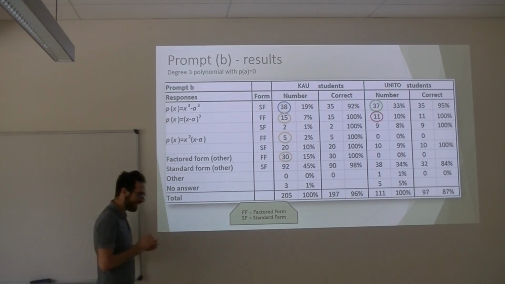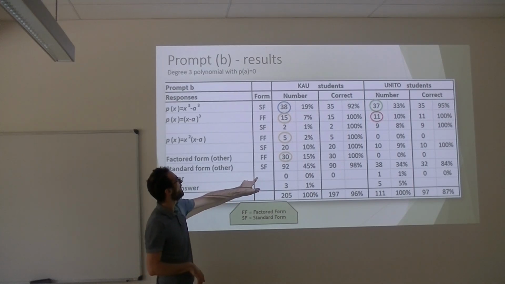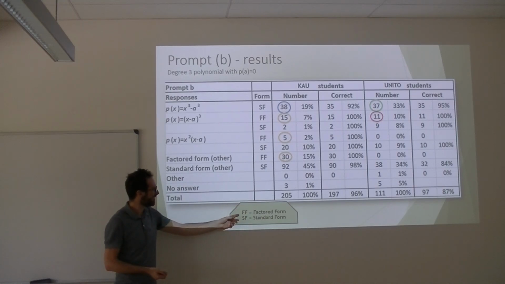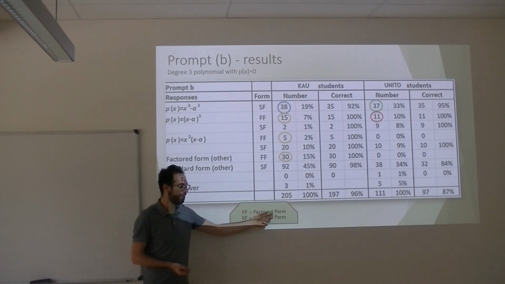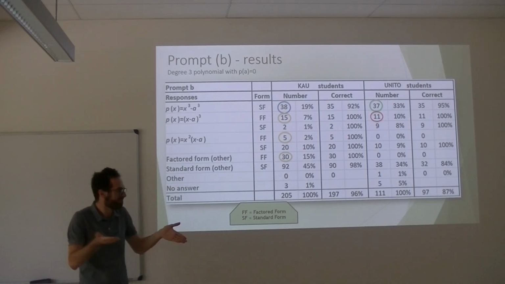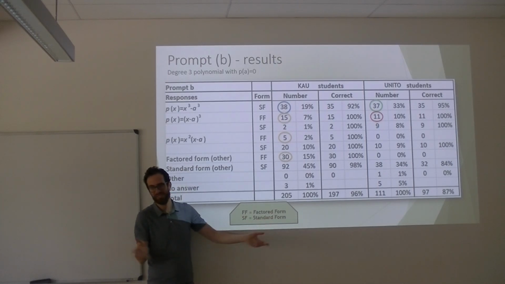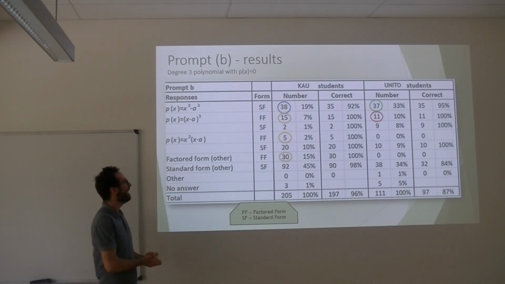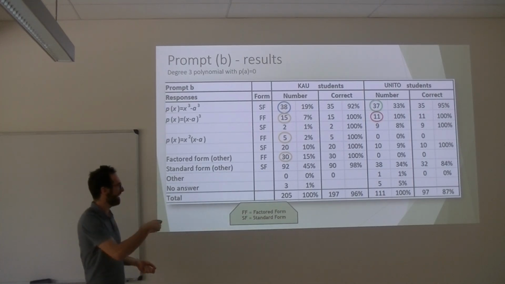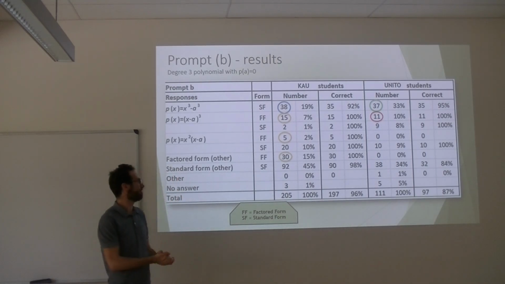Another classification that we use is this column here. We call in our research activities FF, like factor form, so the students provide the response using factors, while standard form, whatever standard means, we use this name, means just a polynomial written in the normal way which you write a polynomial, so x to the power 3 plus so on. Okay?